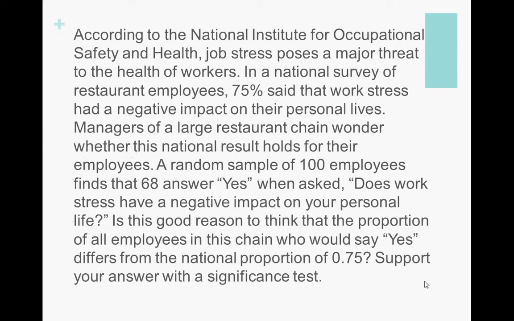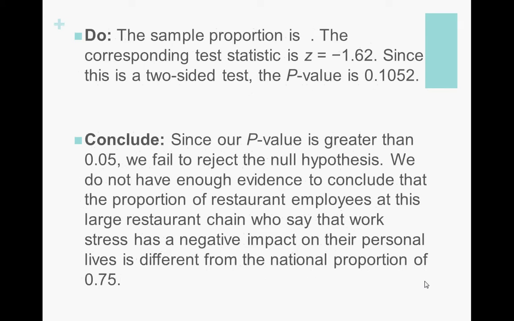Since this is a two-sided test, we find the p-value for negative 1.62 as our z-score, and then double it, and that gives us 0.1052. Since our p-value is greater than 0.05, we fail to reject the null hypothesis. We don't have enough evidence to conclude that the proportion of restaurant employees at this large restaurant chain who say that work stress has a negative impact on their personal lives is different from the national proportion of 0.75.